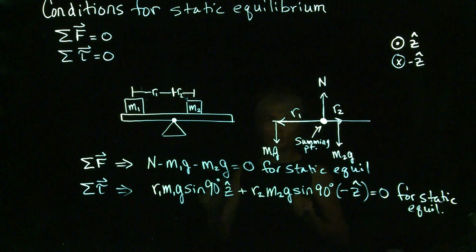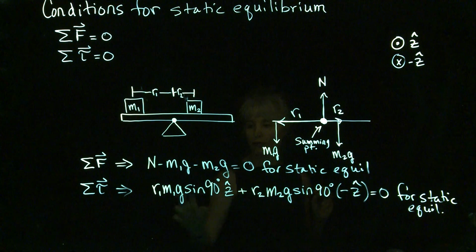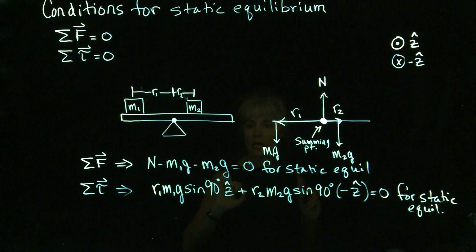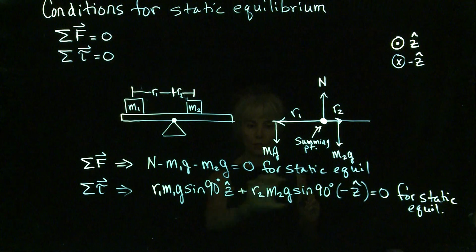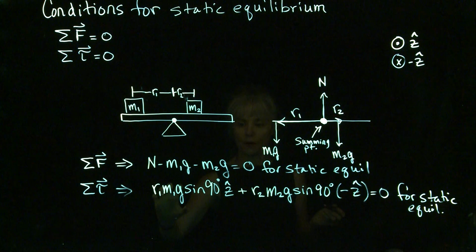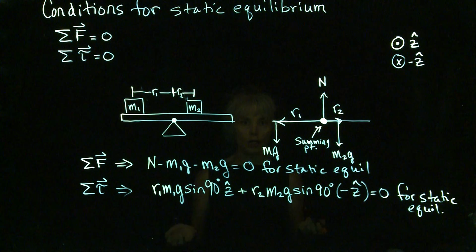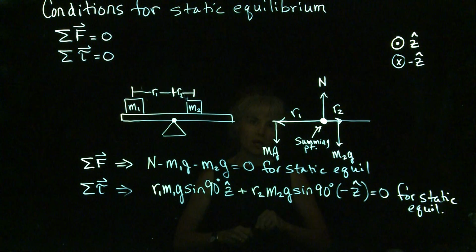In this particular case, we only had 3 forces acting. Notice that if I know 3 of these 4, I can solve for the fourth one using this equation, and then I can come back and figure out what the normal force is. If I already know M1 and M2, I can immediately get the normal force, but then I need either R1 or R2 to be able to solve for the other variable. So these are the 2 equations that we can use to solve for unknown quantities when we apply the conditions for static equilibrium to a seesaw scenario.